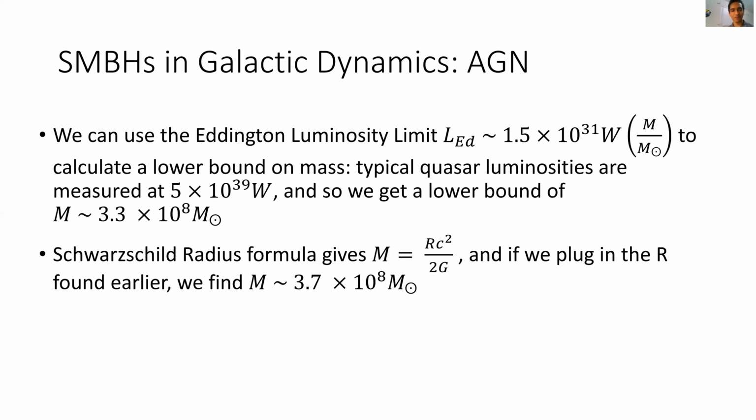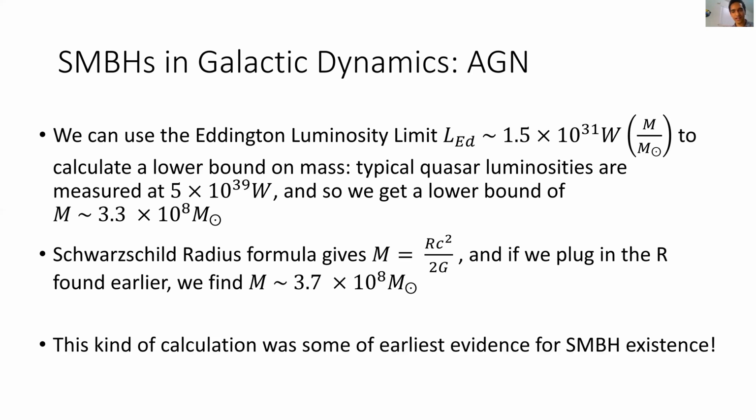Then the other thing you can compare it to is reverse engineering a mass from a Schwarzschild radius. If we plug in that radius of around 7 AU from earlier, we get something very similar. If not numerically, at least the 10 to the 8 solar masses is right. So we have a plausible candidate for what could be causing the AGN, and it's a black hole with that sort of Schwarzschild radius.